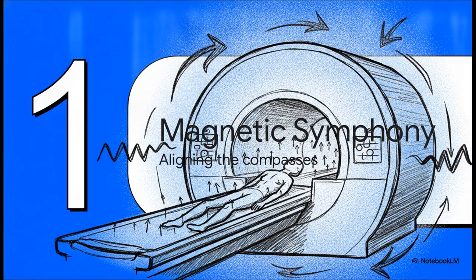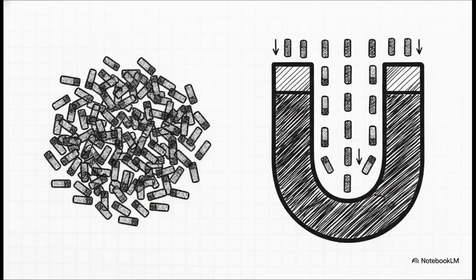Section 1. The magnetic symphony, aligning those microscopic compass needles. Our journey really kicks off the moment a patient enters the massive static magnetic field of the scanner. We call this the B0 field. Now, hydrogen is absolutely the star of the show in MRI. It's incredibly abundant in the human body, mostly in our water and fat, and because it has a quantum mechanical spin of 1/2, it acts as a microscopic bar magnet.